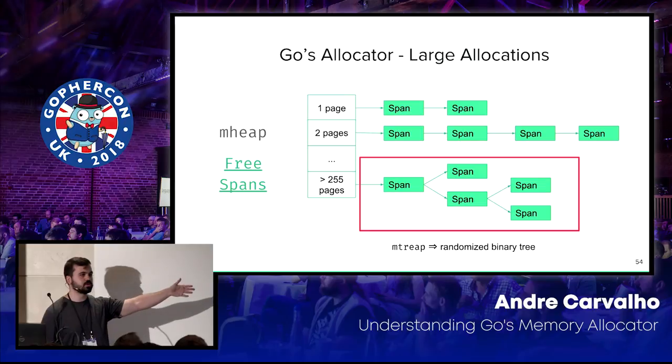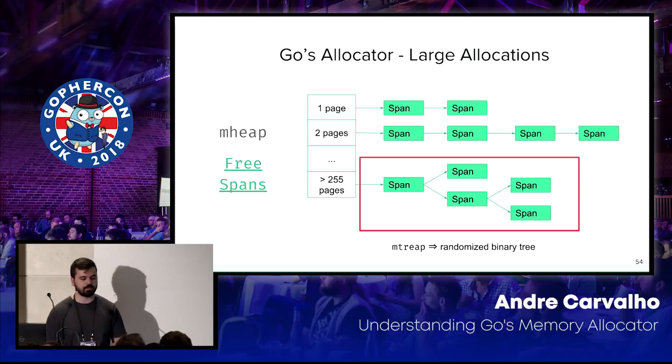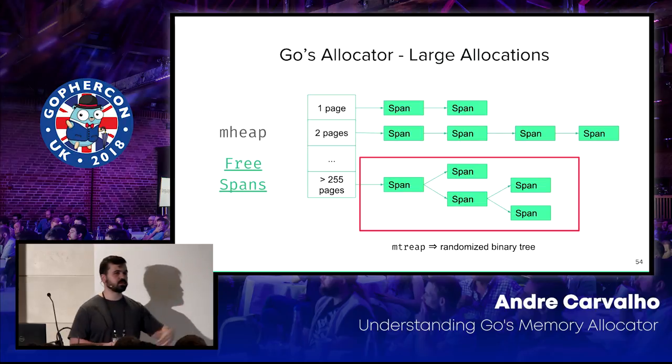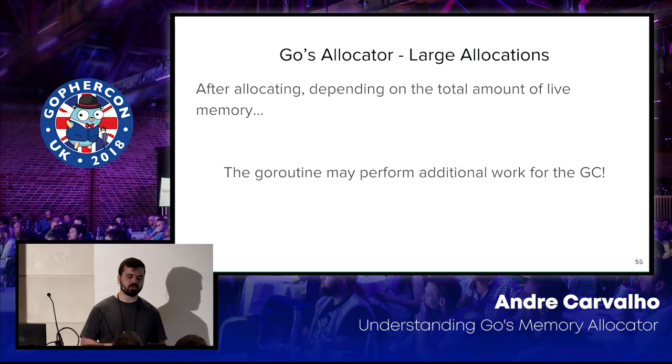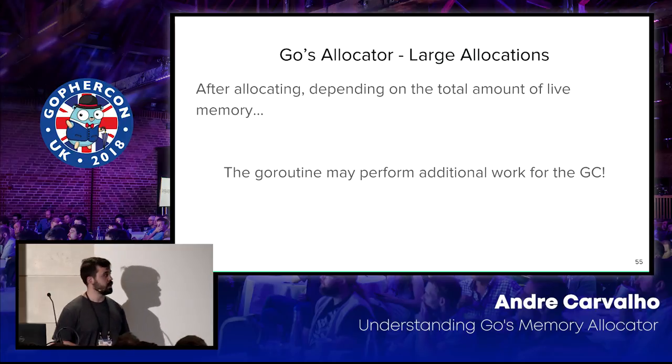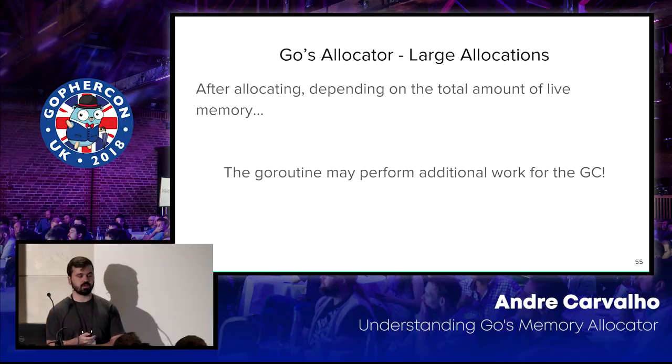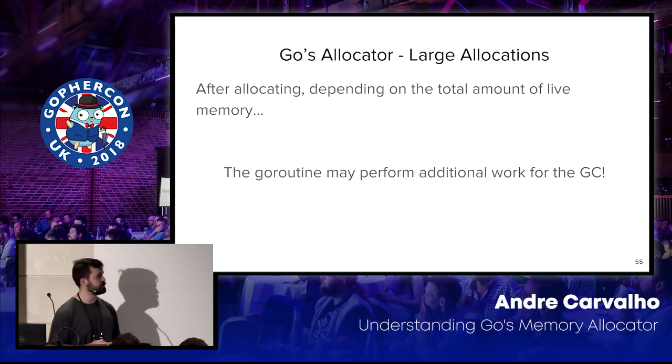So the mHeap is going to traverse those lists. It's going to look for a span that's enough to accommodate the allocation, and it's going to return it to the application. If there isn't an available span, the Go runtime allocator is going to use the mmap syscall to allocate a new one. And after doing this allocation, depending on the total amount of memory that's live in our process, this Go routine may perform some additional work for the garbage collector. And this might cause a stop the world on your program. So this means that if you are doing lots of large allocations, some of them may end up with a larger latency. So it's something that we should take care of or at least be aware of.